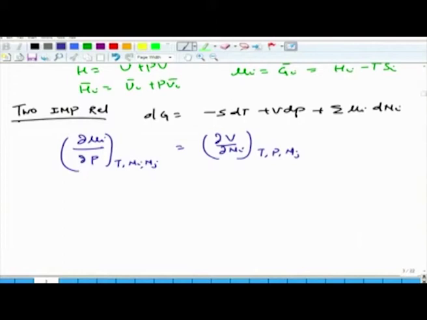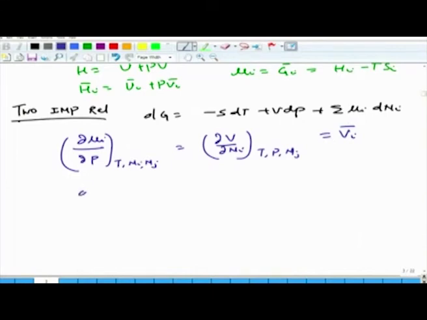What you are doing is taking the derivative of this with respect to P, keeping temperature constant and all other n j constant. What remains is basically mu i dn i, and thus you should get del mu by del P equal to del V by del n i. So, remember this conjugate variable, we may try to make use of it. Now, given this expression, this is nothing but V i bar.